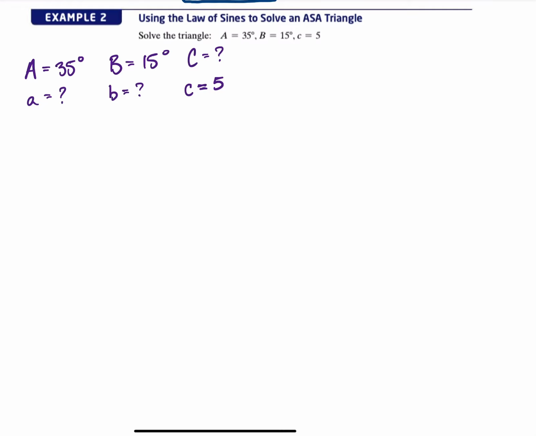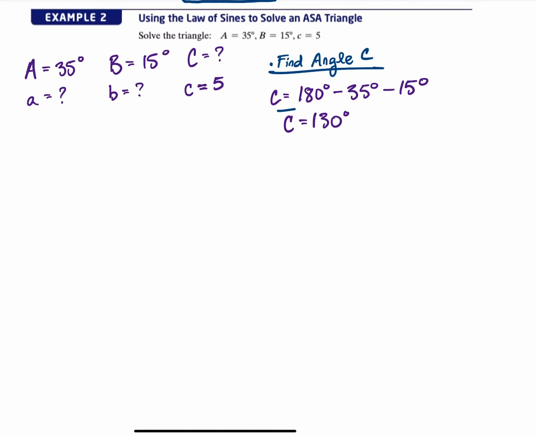So first, we'll start over here. Let's find angle C. Just like we did before, we can say C should be 180 degrees minus our two other angles, so minus 35, minus 15. So we should get that C is equal to 130 degrees. So we have our missing angle.